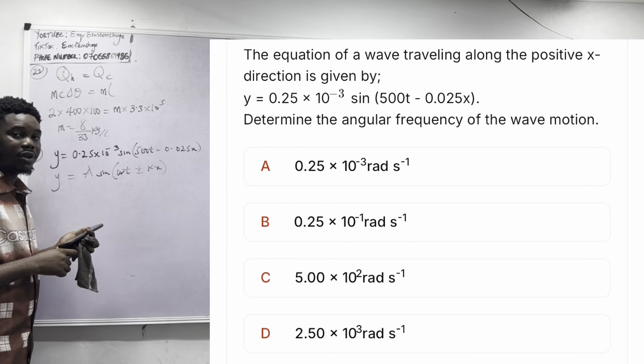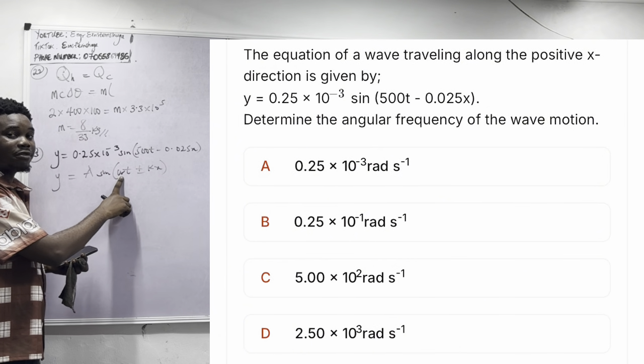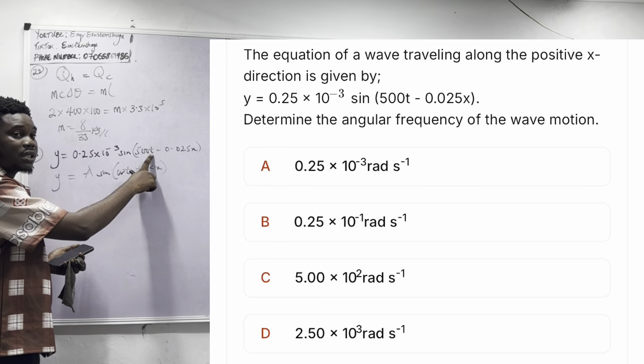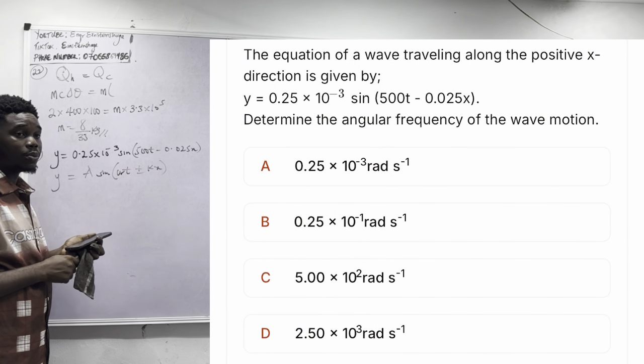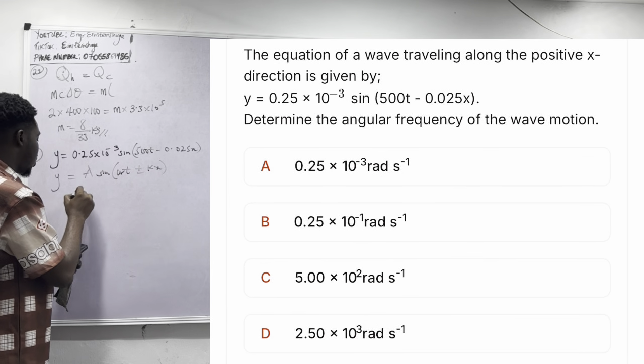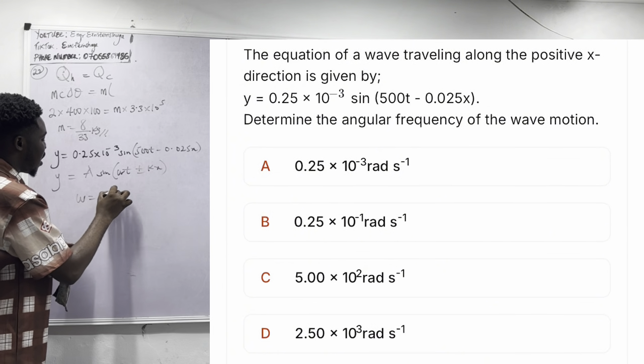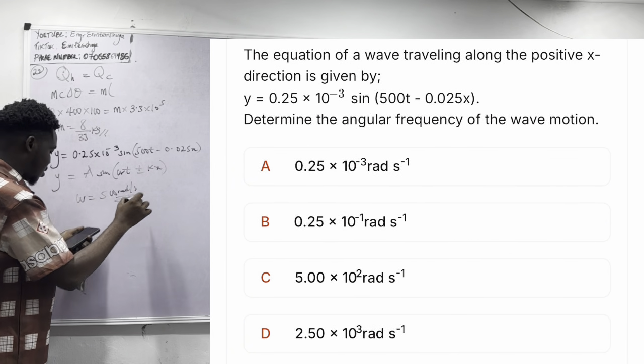So your angular frequency, that's your omega, is the value standing in front of t, and from the expression given to you on the board, that value is 500. So our angular frequency should be 500 rad per second as the answer.